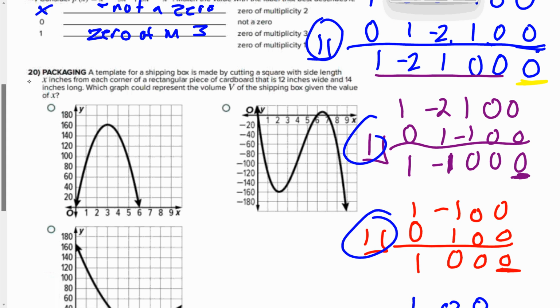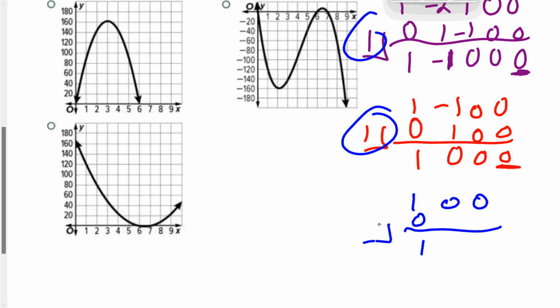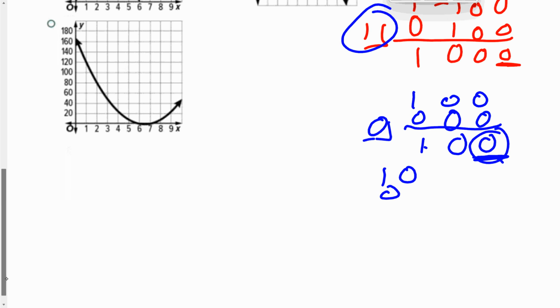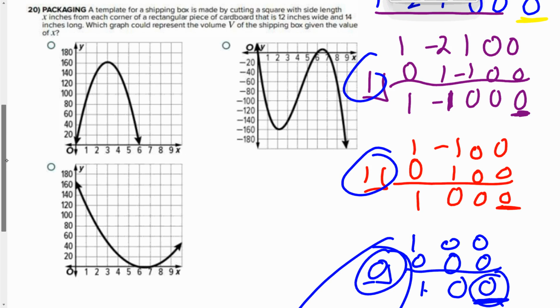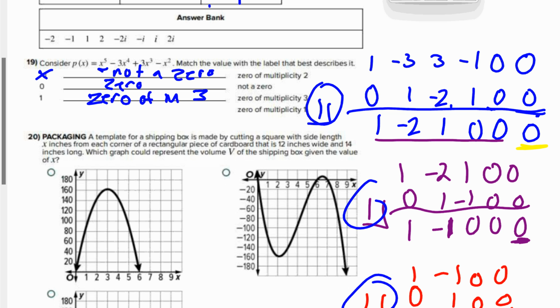Okay, now I can try 0 because it's my last one, right? So I can continue right here. I can just plug a 0 here. 1 times 0 is 0, 0, 0, 0. So it did work. I got a 0 at the end. And now I can drop off that 0 and I get 1, 0, 0 down here. And now I can try 0 again. I get 1 times 0, 0, 0. I get 0. So 0 worked again. And now I drop that off. All I have left is 1, so I can't do it again. So 0 works with a multiplicity of 2.